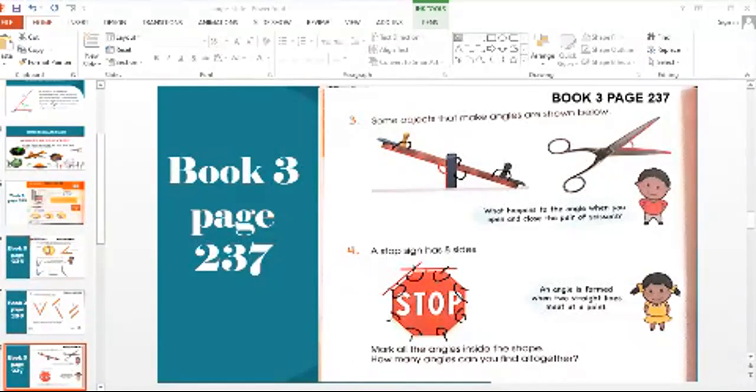So you will mention 8 over here. After this question, your teacher is asking how many angles you can find all together. So you will find 8 angles over there. And if this figure already has 8 sides, you can say that. So now you have found the angles as well.